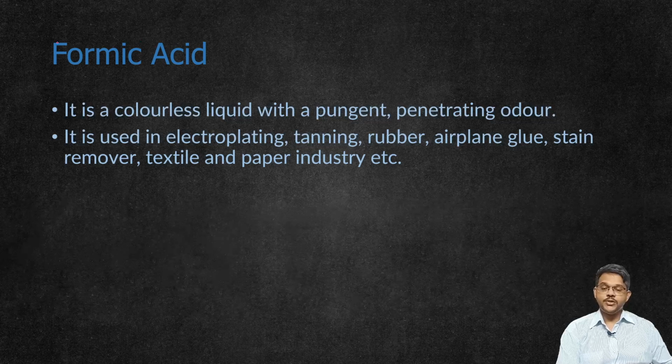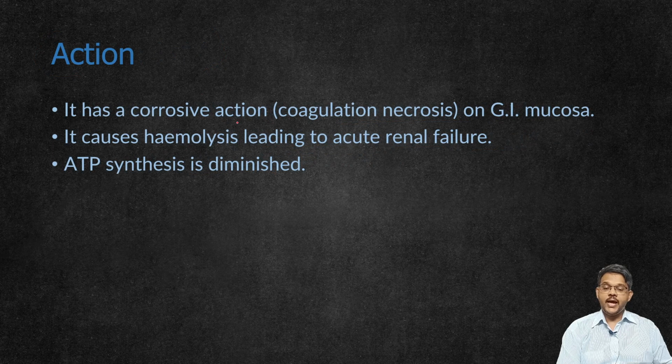Coming to the next poisoning, formic acid, not so commonly available. It is a colorless liquid with a pungent penetrating odor. It is used in electroplating, tanning, rubber industries, airplane glue industries, stain remover, textile and paper industry. It acts as a corrosive, again on GI mucosa. It causes hemolysis leading to acute renal failure. ATP synthesis is also diminished by formic acid.